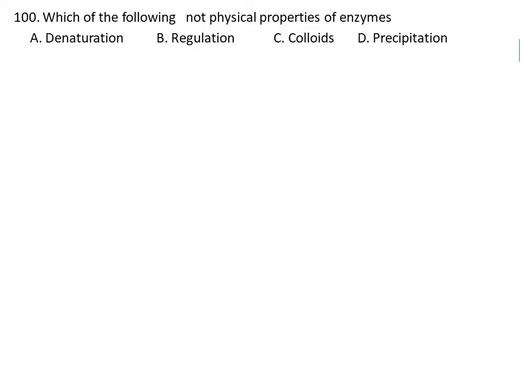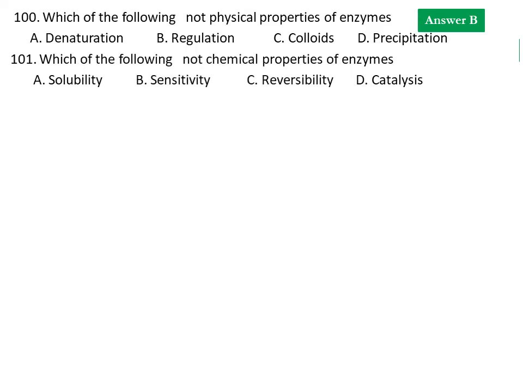Question number 100. Which of the following is not a physical property of enzyme? A. Denaturation. B. Regulation. C. Colloid. D. Precipitation. So the answer should be B, regulation, which is a chemical property.